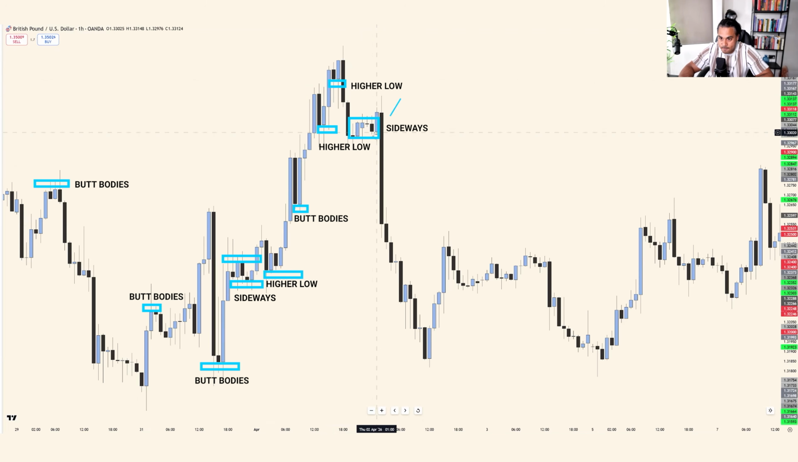What do we need? We'd need a push phase, a higher low in anticipation of a higher high. That does not develop. So we continue to wait patiently. Then what happens next? We have a very strong bearish candle close.